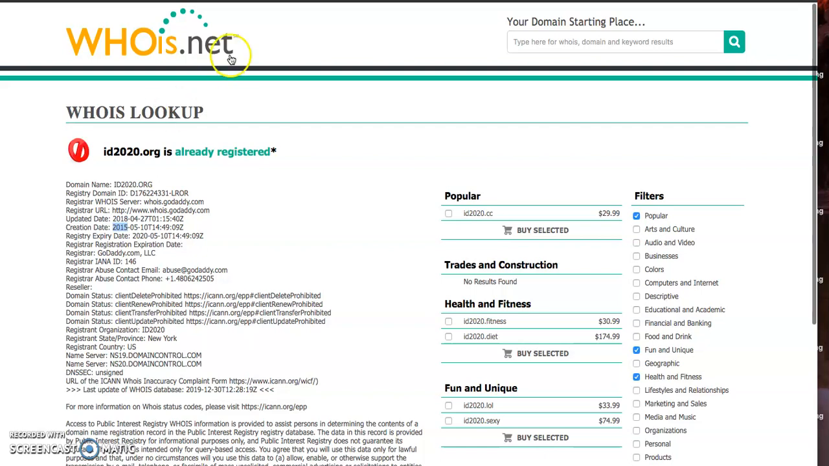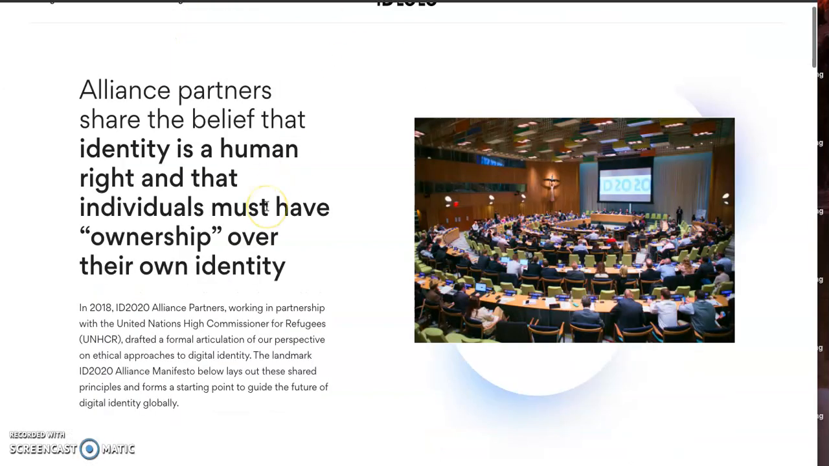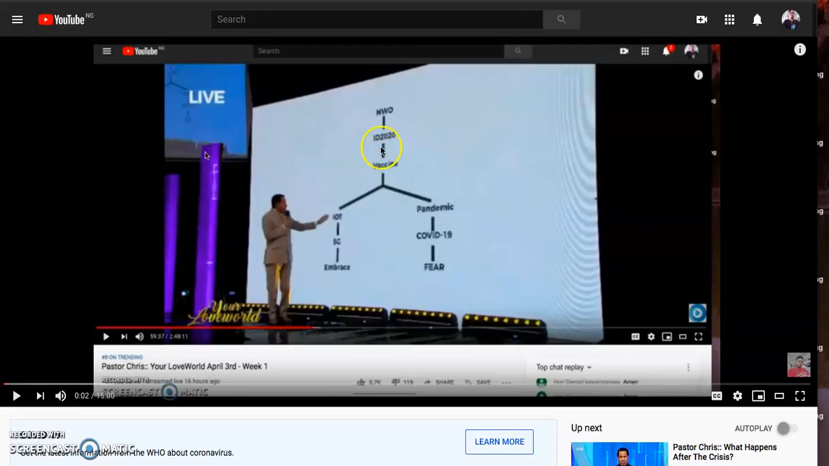Now, what is ID 2020? Let's find out what ID 2020 is. Now, just in case you don't know, ID 2020, which is here, is a project that aims to give everybody in the world a digital identity. Now, the goal of the project is that by 2020, we are in 2020 already, everyone in the world will have a digital identity.